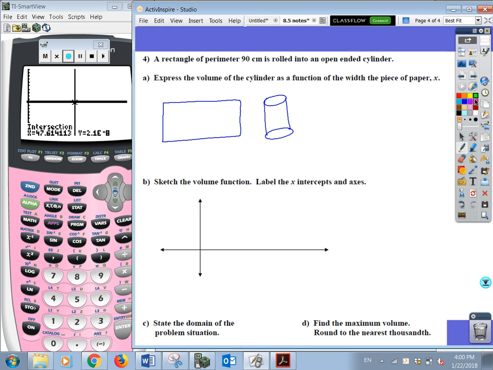So, this right here is that length right there. And our height right here is the same as this. So when you think of it that way, to me at least, it seems a lot easier to be able to do this problem. So we got to think about a few things. First of all, that perimeter is 90 centimeters. So let's call this, oh, and it does tell us that the width of the piece of paper is x. Okay, so let's call this x.